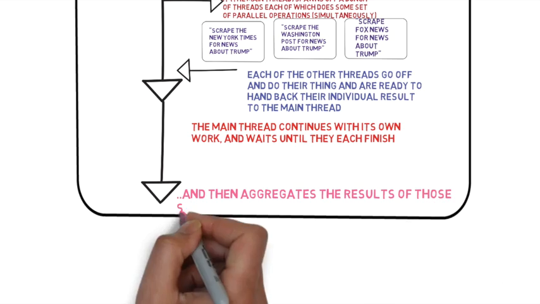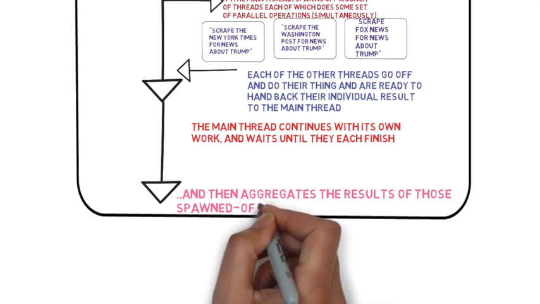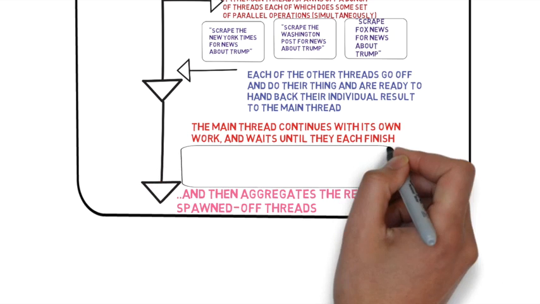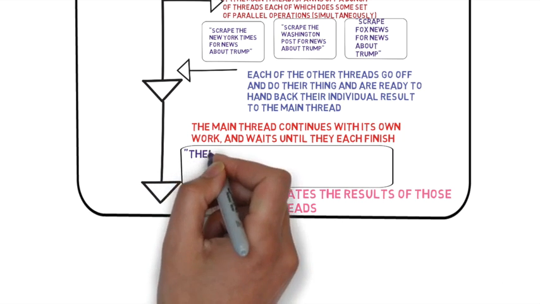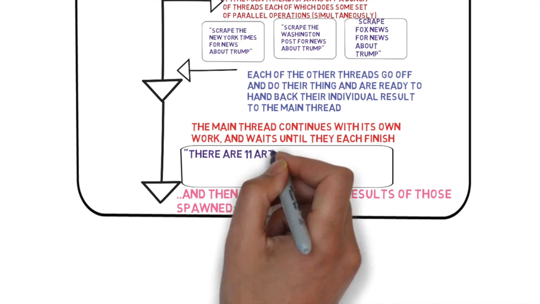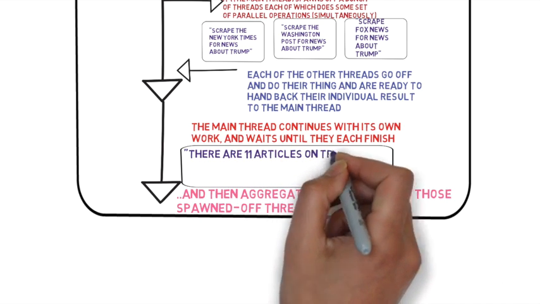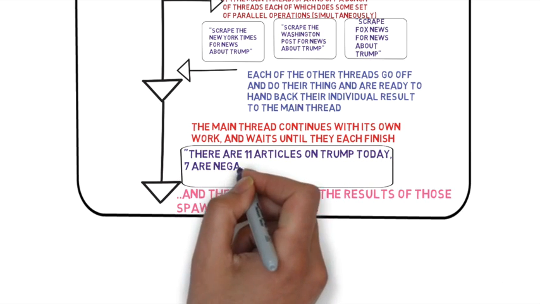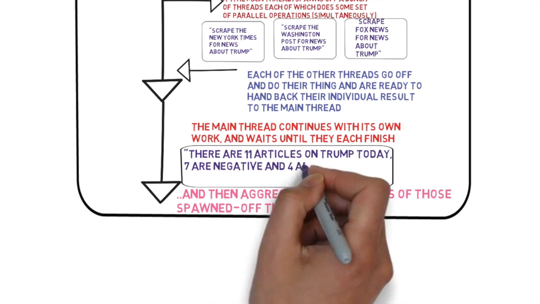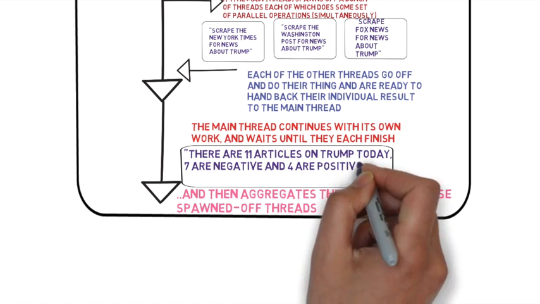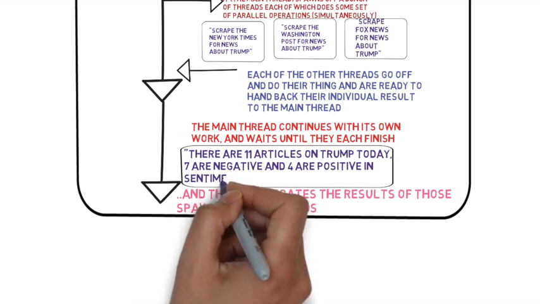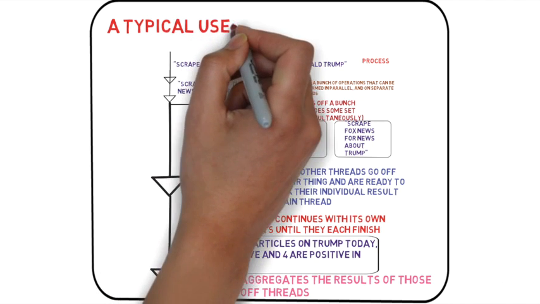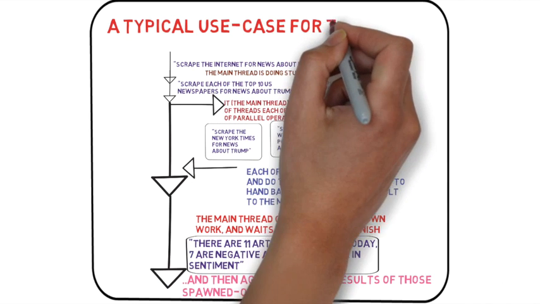So basically, it now has information from all 10 of the top 10 newspapers in the US. They've come back with news about Trump. And then it can aggregate it and say something like this: there are a total of 11 articles on Trump today. 7 of these are negative and 4 are positive. The sentiment analysis on the results has been performed by the main thread. The actual scraping was done by multiple threads. This is a typical use case for threading.